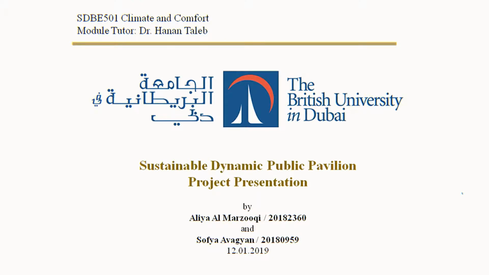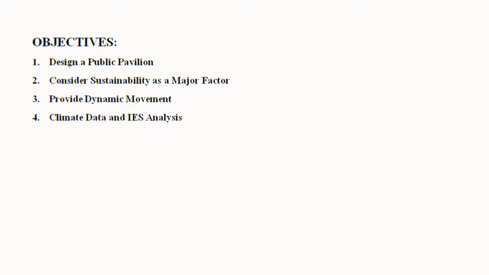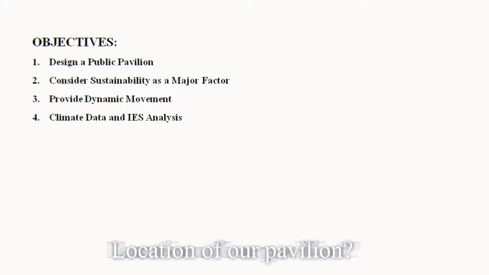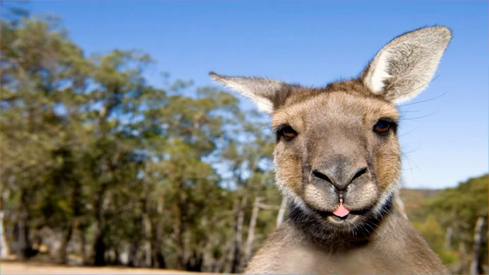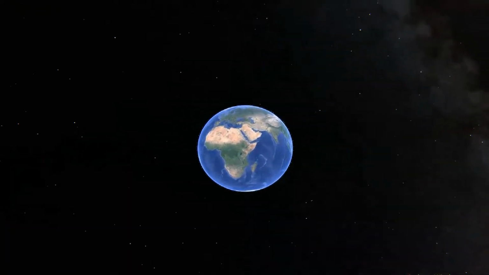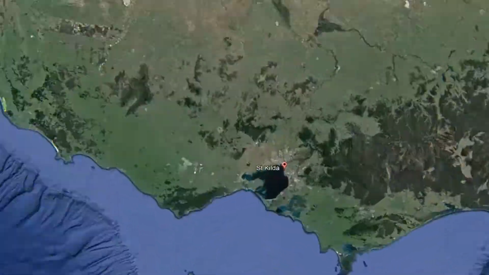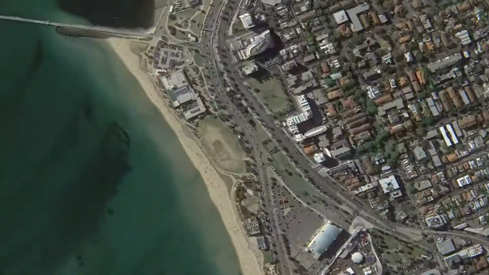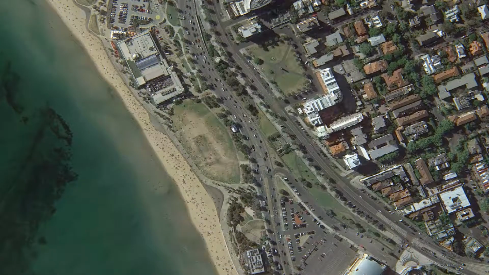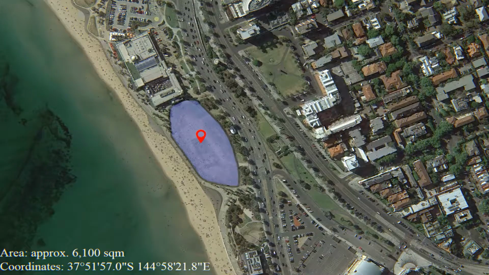The goal of this presentation is to design a sustainable public pavilion. We have selected Australia to be home to our public pavilion located in Melbourne, State of Victoria. The site of the pavilion is on St Kilda Beach and covers an area of around 6,100 square meters. It is in close proximity with commercial and residential buildings, multiple beachside food and beverage outlets, and the Luna Park, Melbourne.